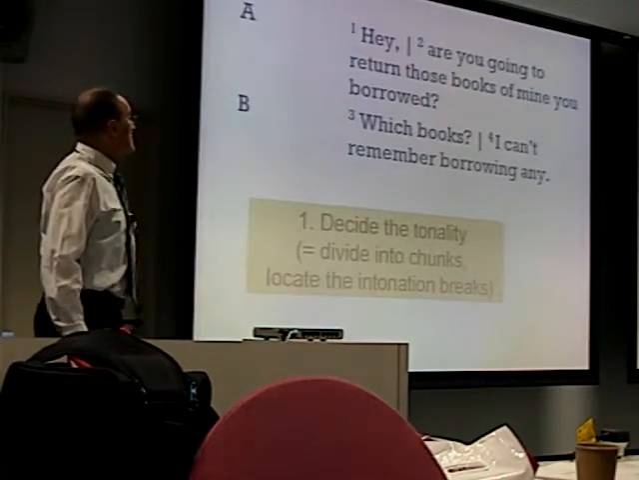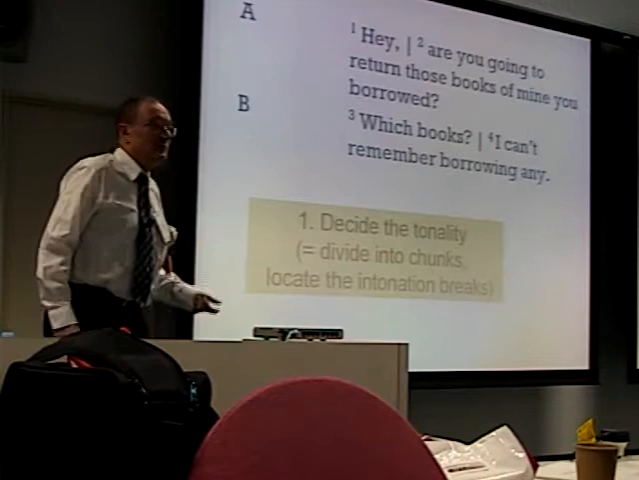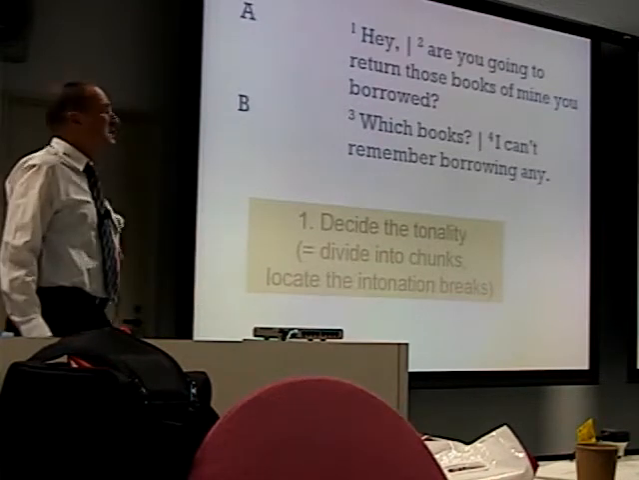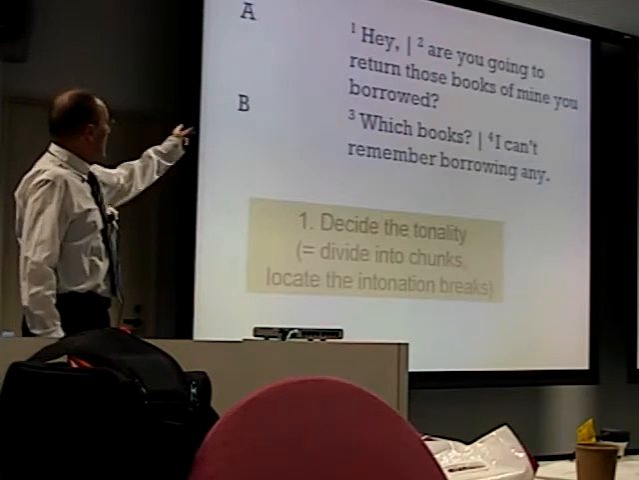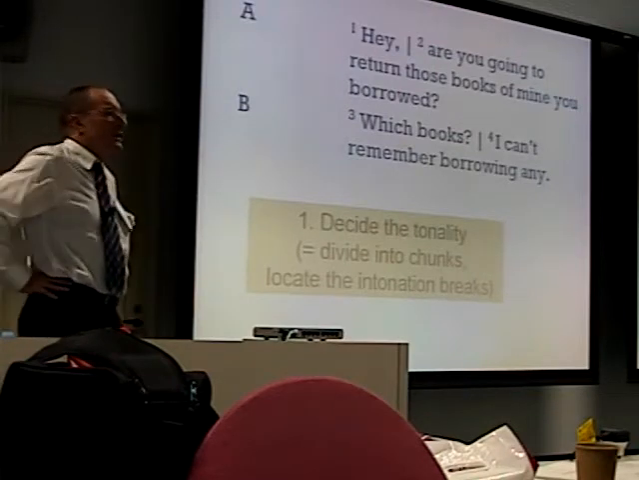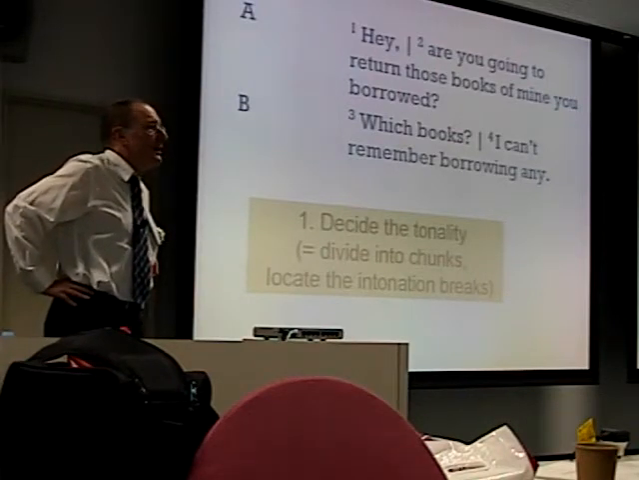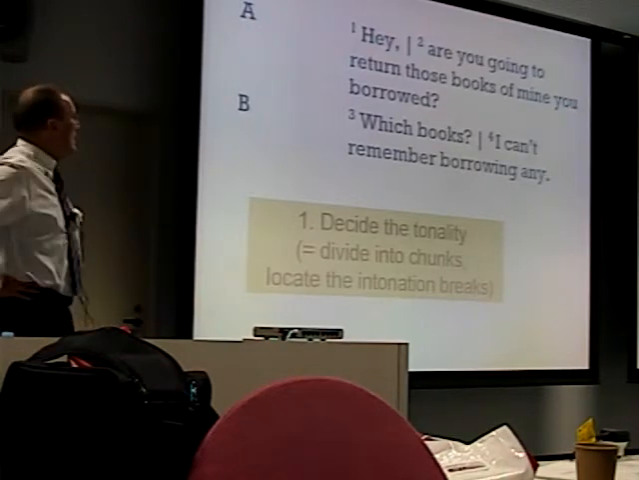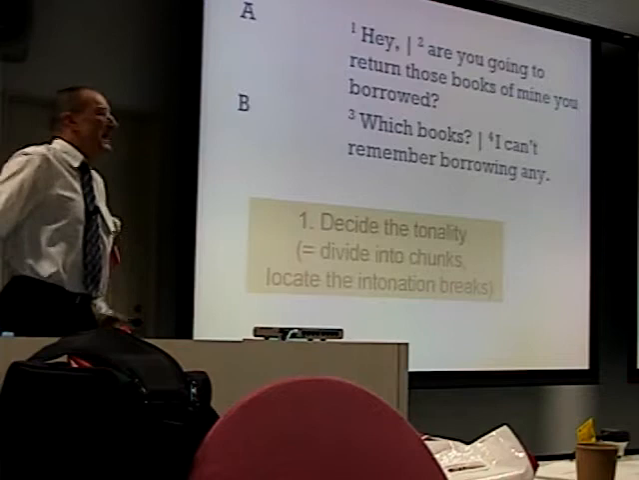Well, what we're going to say is, are you going to return those books of mine you borrowed? Books is going to get the nucleus. And now in number three, where's the nucleus going to go? This is easy. Which books is given, isn't it? Books is repeated. So the nucleus goes on which, unless we're Spanish.